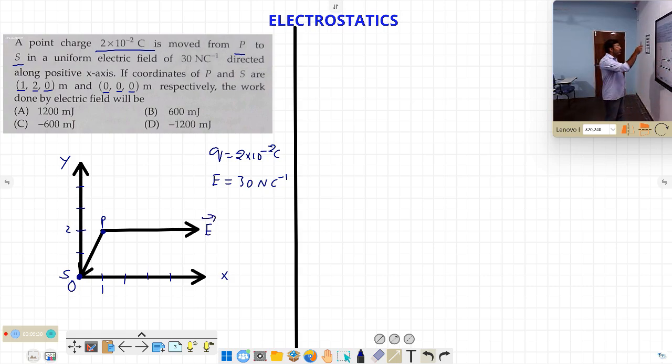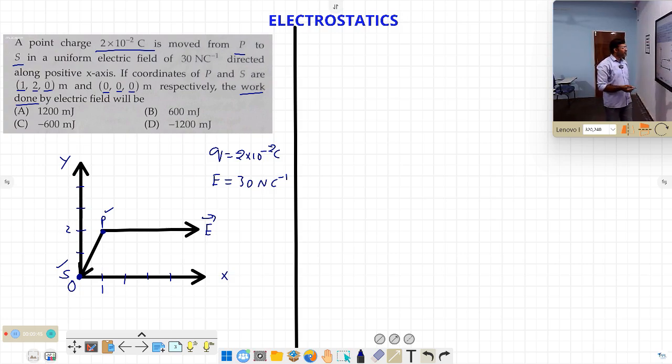Now the coordinates of P and S are given respectively. How much work is the electric field doing? What is the work done by this electric field to move the charge from point P to point S? They are asking us to find this work done from P to S.